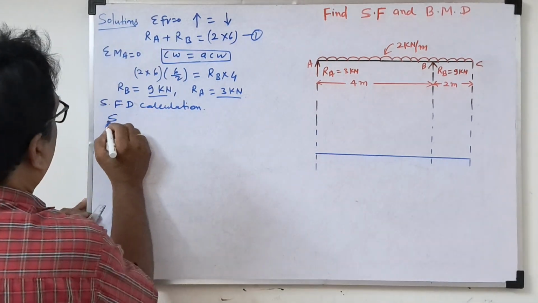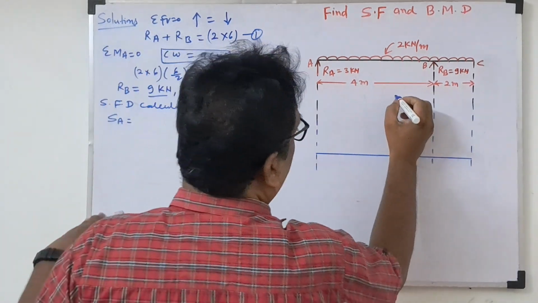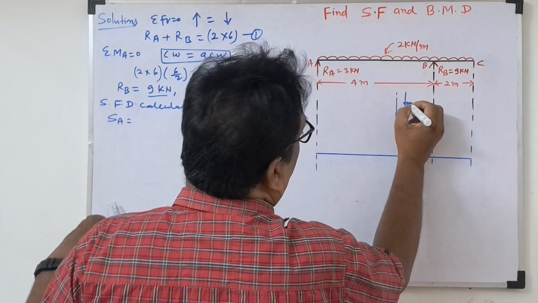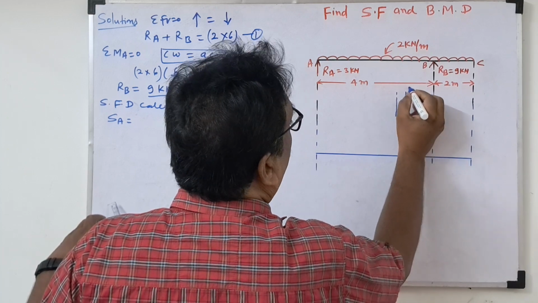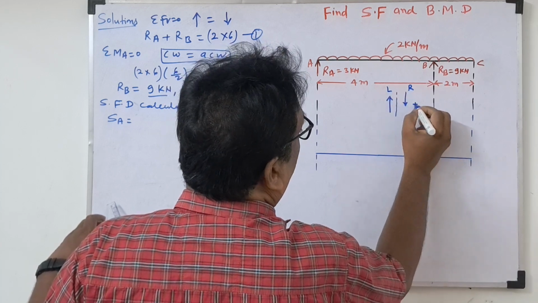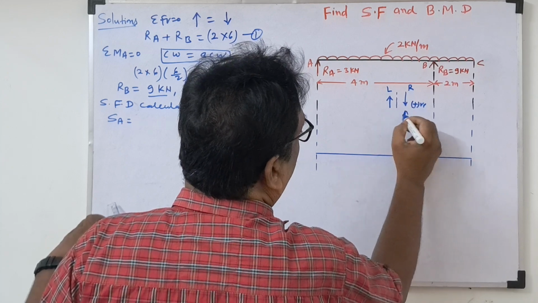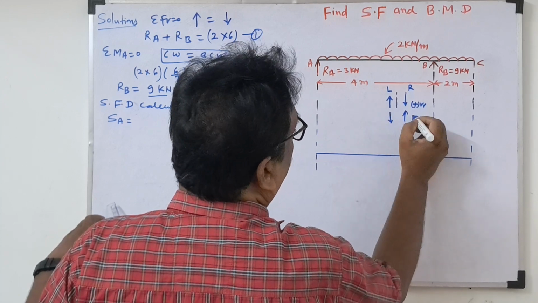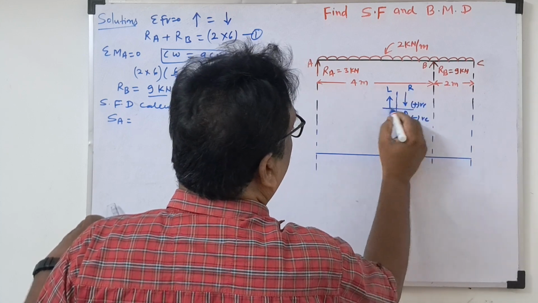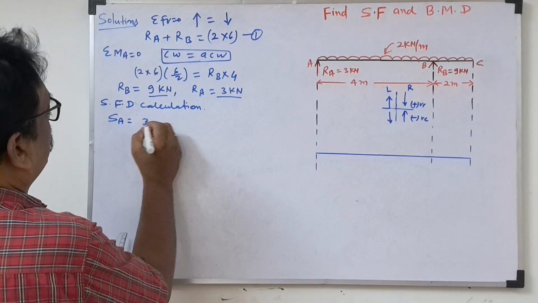So what is SA? Shear force we are taking with symbol A. SA will be 3 kilonewton. So you see the sign conventions; without sign conventions you cannot draw. This is the section, downward force on the right side and upward force on the left side. So the left side upward force we take as positive. Now reverse, downward force we take as negative. So SA is 3 kilonewton.